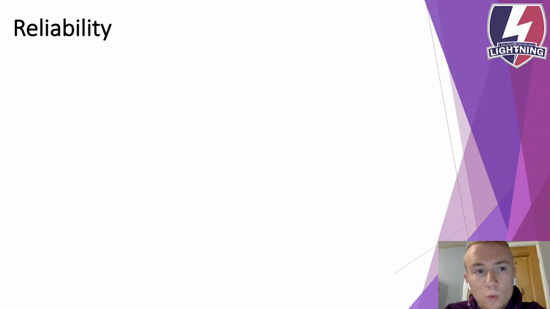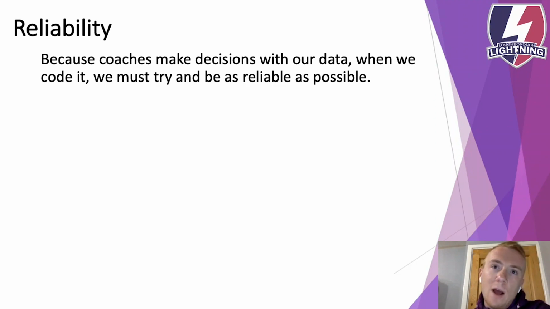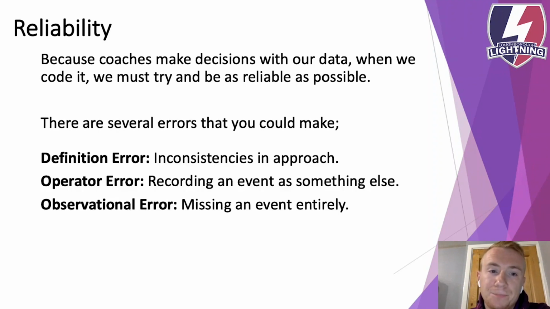Okay, so one of the most important things to do then is something called reliability analysis. Now, as we said in week 1, because coaches will make decisions with the data that we present to them, when we go through this coding process, it's our responsibility to try and make sure that it is as accurate as possible and it is as reliable as it possibly can be.